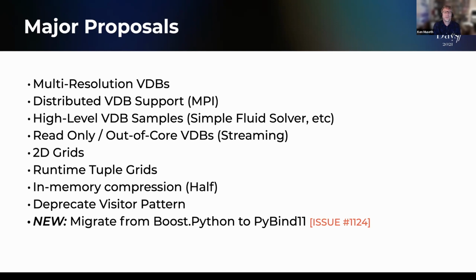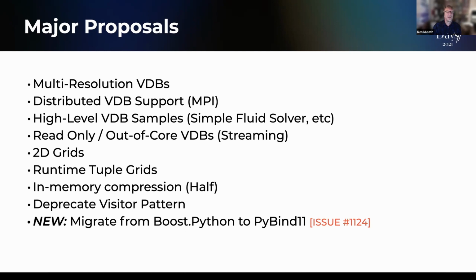MPI is something that we've talked about in the past as well. So the idea is to support memory-distributed simulations. There are still ideas to add high-level tools, support for fluid solvers. We've talked about potentially adding a two-dimensional version of the grid. We've had a few applications where people have asked for that.